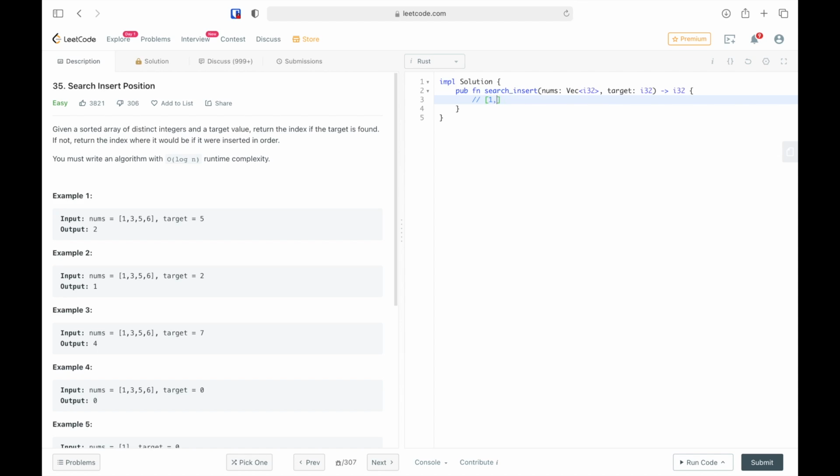So to do it the iterative way, we can first see how this is going to work. So we'll just write 1, 3, 5, 6, and we're going to be searching for target equal to 5. So now we're going to have two pointers. We're going to point left, and we're also going to point right, which is going to be the length. So 1, 2, 3, 4. And of course, we don't want it outside, so we're going to say length subtracted by 1.